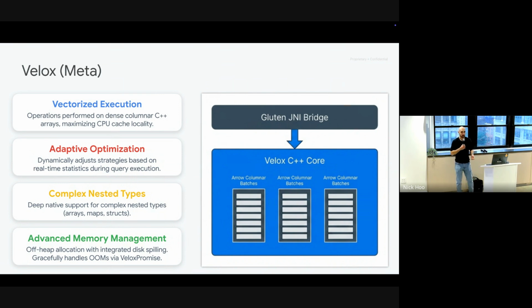So we talked about the vectorized execution. We also have adaptive optimization, where Velox will dynamically adjust strategies based on real-time statistics during query execution, which I think is pretty sweet. It does support complex nested types. So as we're seeing more arrays, maps, and structs inside of data sets, Velox can support this. And then it also has advanced memory management, including off-heap allocation with integrated disk spilling. And that helps reduce and gracefully handle OOMs. And it uses something called Velox Promise.